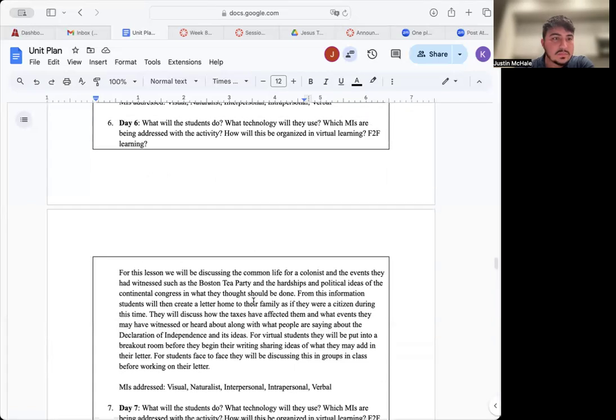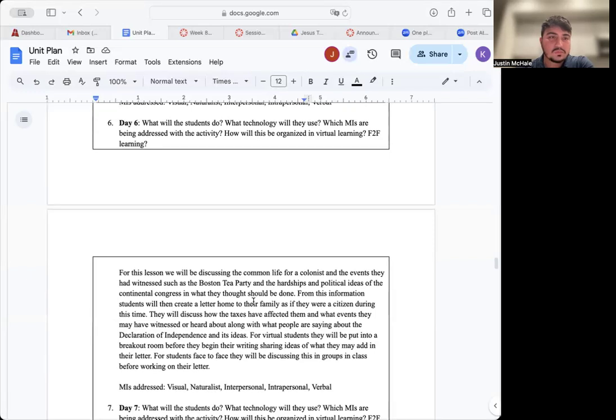This is a letter of home project. In this one, students will be learning about the common life of colonists during this time period. They're going to be learning about the Boston Tea Party and the hardships that they faced with taxes. This project is based upon students being able to articulate some things that they may have seen if they were there during that time period, and what they'd write home about.